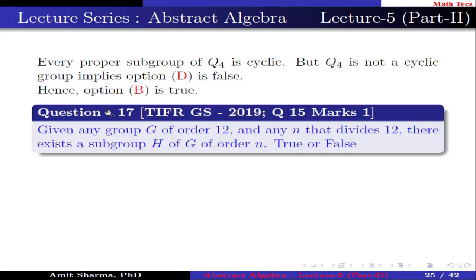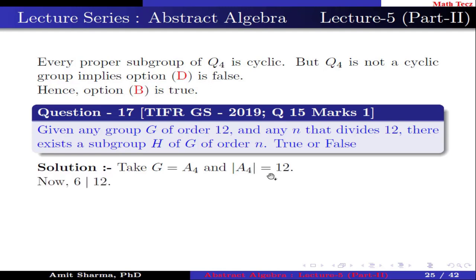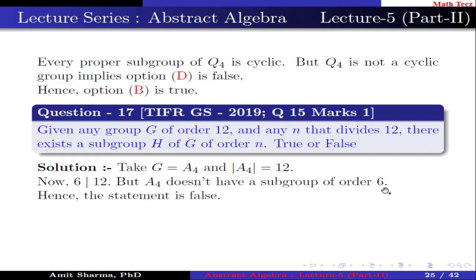Question number 17. This question was asked in TIFR exam in 2019. Given any group G of order 12 and any N that divides 12, there exists a subgroup H of G of order N. True or false? Take G equal to A4, whose order is 12. Now 6 divides 12, but A4 doesn't have a subgroup of order 6. Hence, the statement is false.